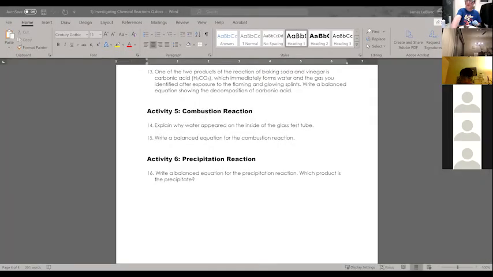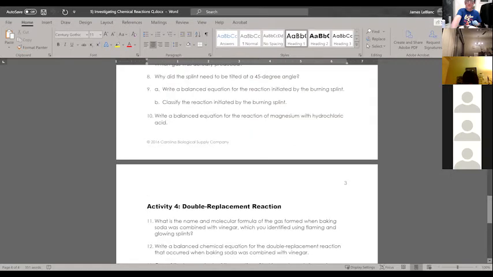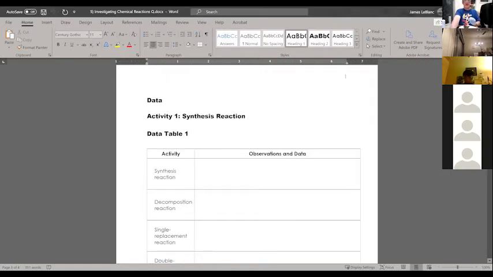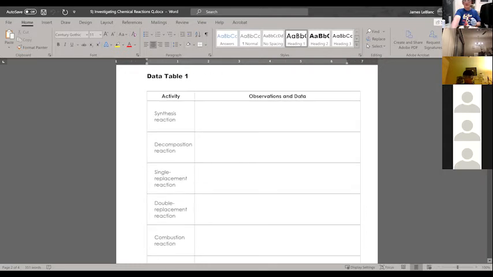Here we go. Yeah, so data table 1, the observations would be basically, what did you see? What did you measure? So did you see a color change? Did you see a precipitate form? Did you see light given off? Did you see a temperature change? If you did see a temperature change, what was it? What was the temperature at the beginning? What was it at the end? Okay. And then the questions are after that.